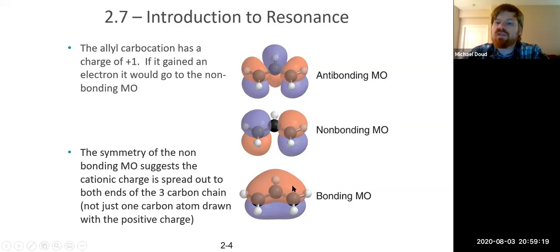Quick review, that means that this orbital is the highest occupied molecular orbital, and the non-bonding molecular orbital then is the lowest unoccupied molecular orbital. So HOMO down here and LUMO up here.